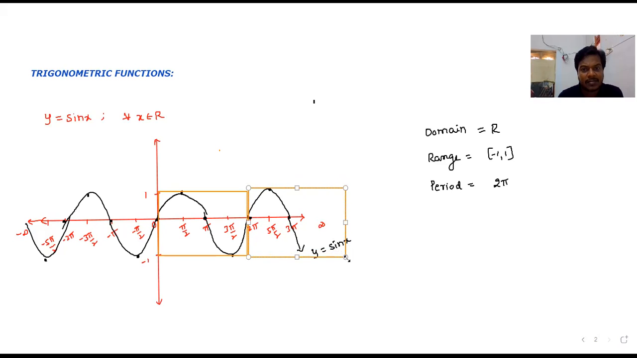See this one. At the origin, it is 0, and at pi by 2, it is 1. So it starts like this. The same graph repetition occurs first at x equal to 2 pi, right? The least positive real number where the same graph starts like at the origin is known as the period of the function. So its period is 2 pi.